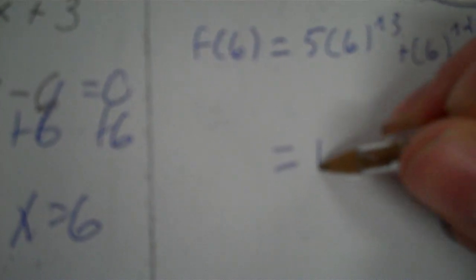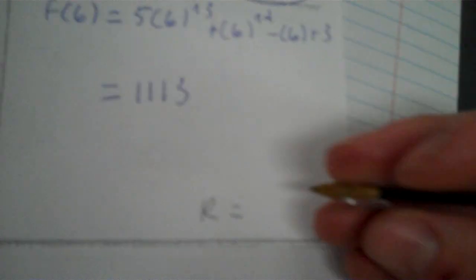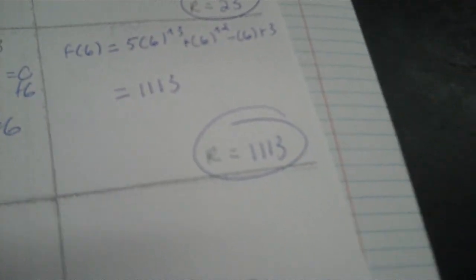Wow, that's wild. 1,113 is your remainder. Remember, remainder 0 means that's an actual factor that can be multiplied to reach the polynomial exactly. If you get a remainder, that means there is no other factor that you can multiply by x minus 4 to get exactly that. Now, there is a story problem at the end.